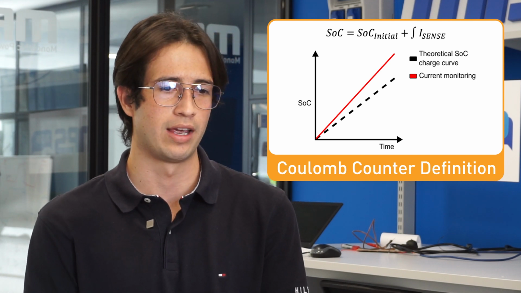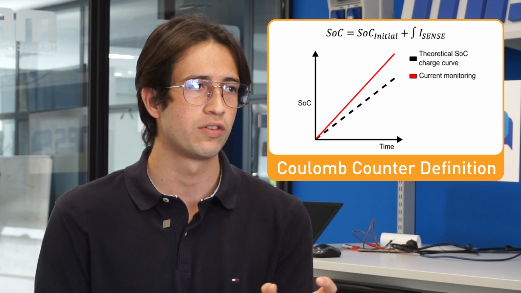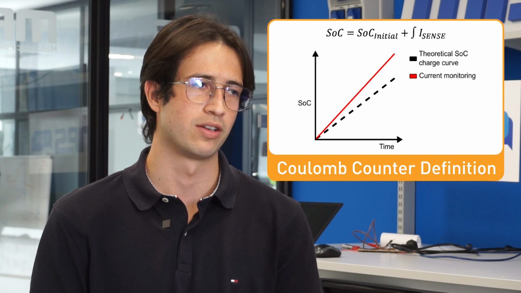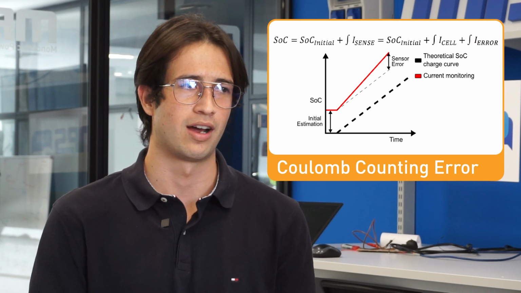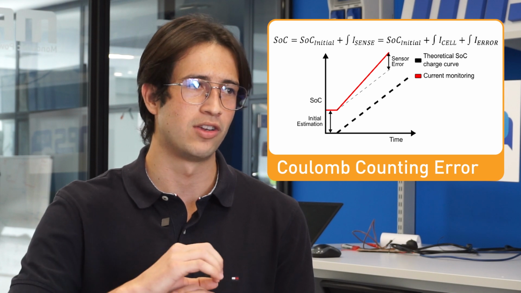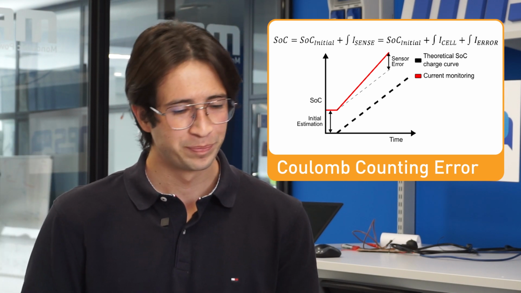Okay. So if you have this value, you also compute the initial state of charge, so you can know the total state of charge of your battery. It has some downsides. For example, as you are integrating the current, if you have an error in your measurement, you will be integrating this error forever. So that's not good.